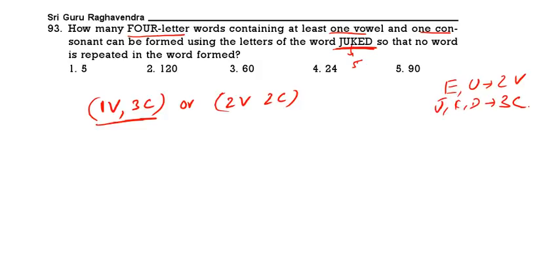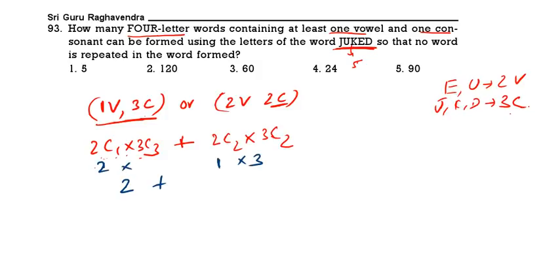Now this is the case. One vowel we should take, so 2C1. And the remaining 3 should be consonants, 3C3. So 2C1 into 3C3. Or else we can take 2 vowels: 2C2 into, out of 3 we have to select 2 consonants, 3C2. 2C1 value is 2. 3C3 is 1. 2C2 is 1. 3C2 is 3. 2 into 1 is 2, 1 into 3 is 3. So in total we are getting 5.